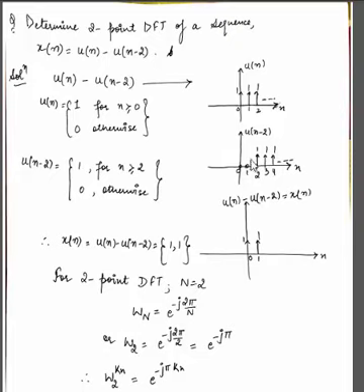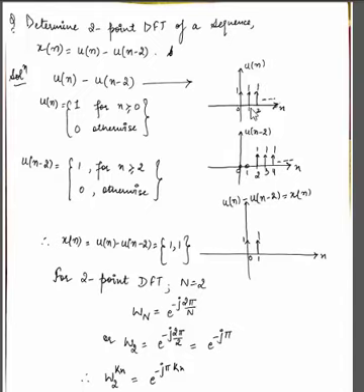That means its value is 1 for n greater than or equal to 2. U of n minus 2 is equal to 1 for n greater than or equal to 2 and its value is 0 for n equal to 0 and n equal to 1. So these two graphs show the values of u of n and u of n minus 2. We have to subtract these two. In the first sequence at n equal to 0 the amplitude is 1, and in the second at n equal to 0 the amplitude is 0. That means 1 minus 0 is 1.